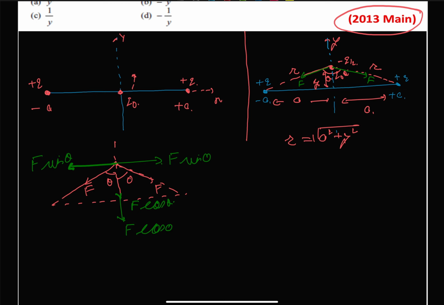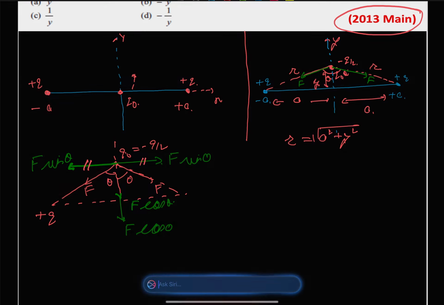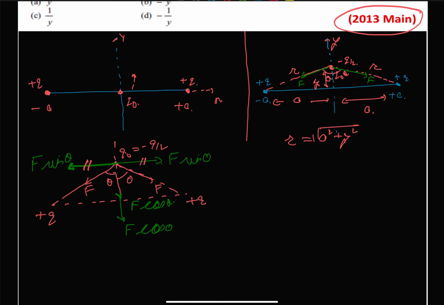And this F sine of theta and F sine theta are obviously going to balance each other. So this is our q naught, which is our minus q by 2, and this is our plus q, and this is also plus q. Distance is given as a, and this distance is also our a. And we have a small angle. A small angle we can just sort it out later on.